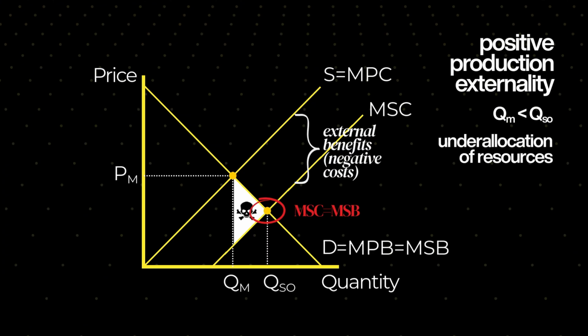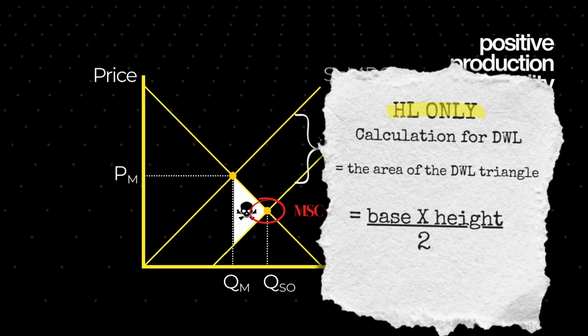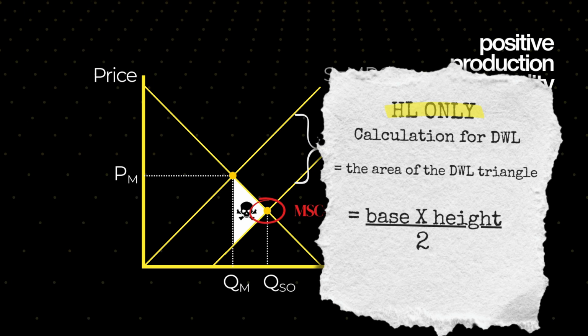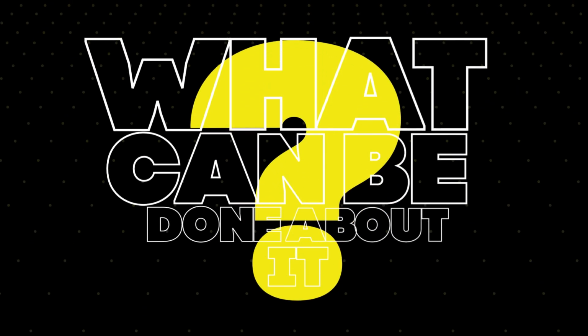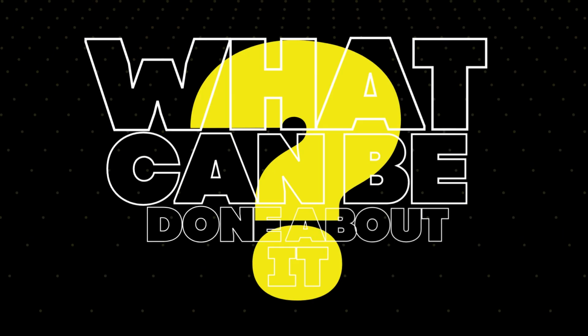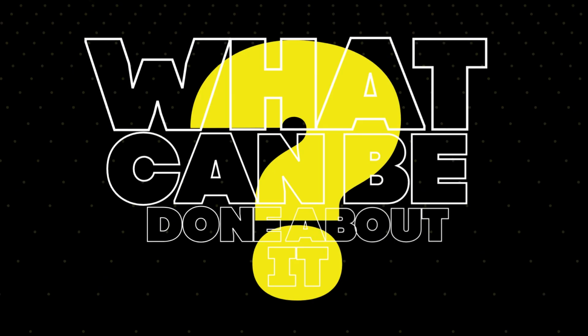And once again, the HL students will need to find the exact amount, which would be the base of the triangle times the height divided by 2. Easy. All right, so what can be done about it? Well, if the good or service is going to greatly benefit all of society, the government may decide to use its budget to produce and provide the good itself. This is called direct government provision.